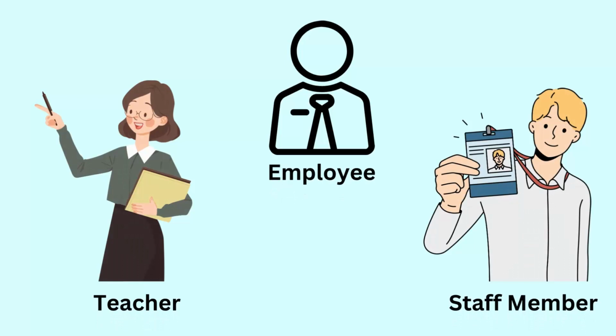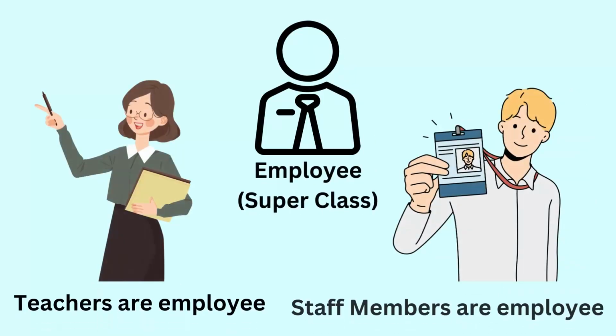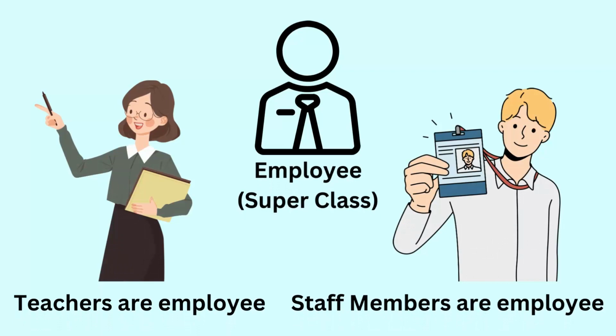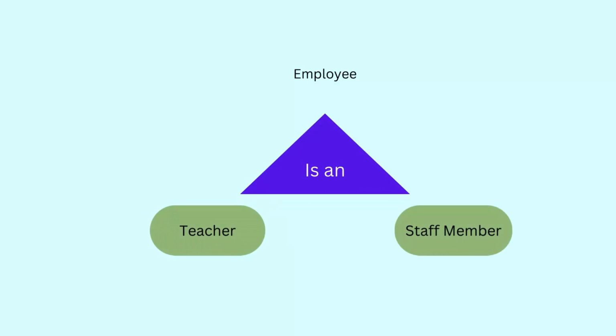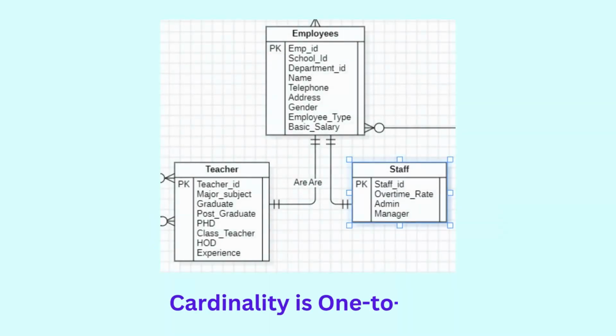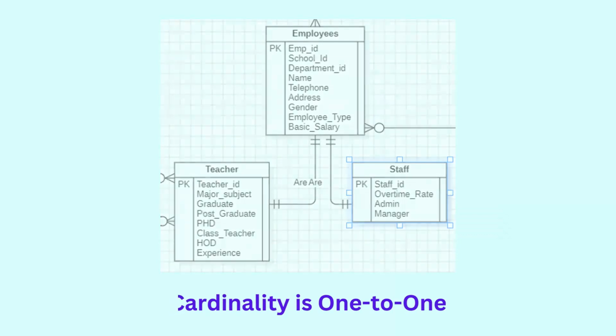Now consider the relationship between employees, teachers, and staff. Here, the assumption we take is that teacher and staff is basically an employee. Hence, we can say a teacher is an employee and also a staff is an employee. Thus, an employee is either a staff or a teacher. Here, the cardinality in both cases is one-to-one.